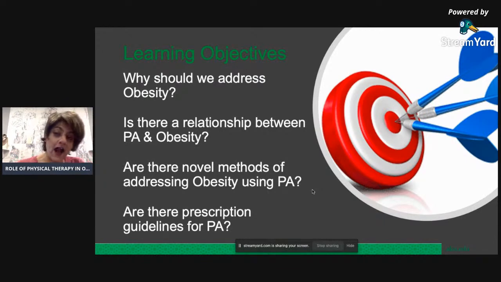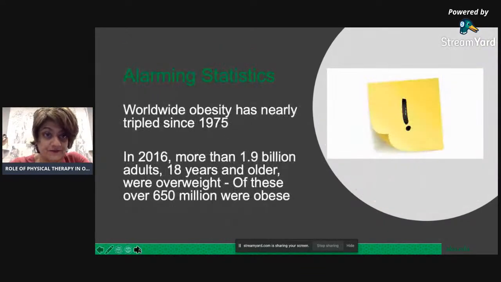And lastly, how do we know how much physical activity our patients should do? Okay, so there actually are guidelines, international guidelines that we can refer to, so I'll share those with you as well. Okay, so those are the learning objectives.